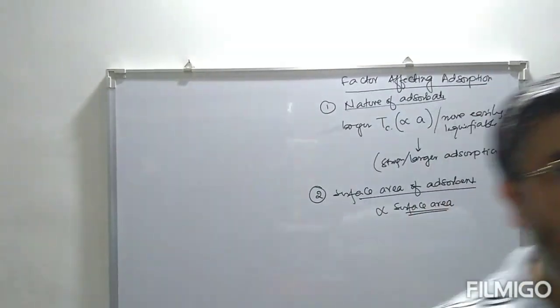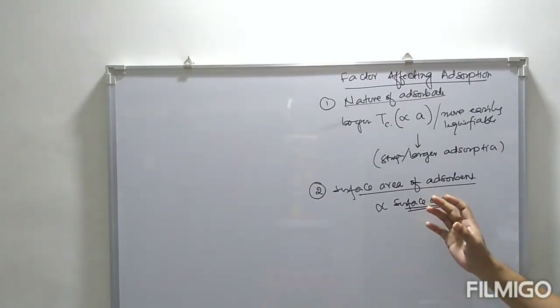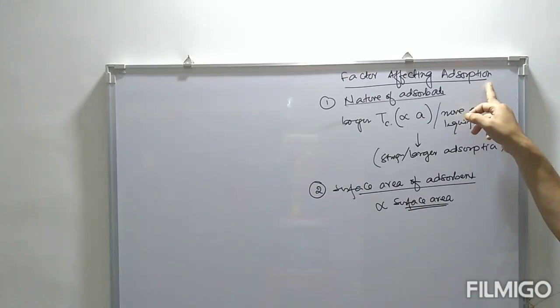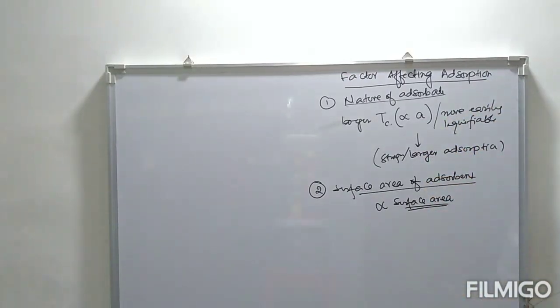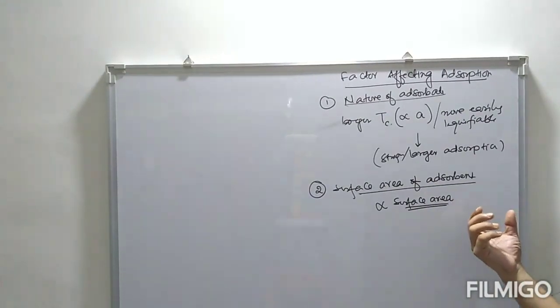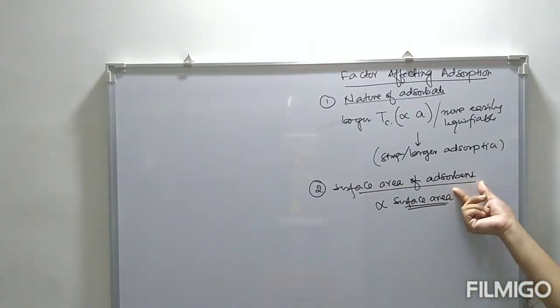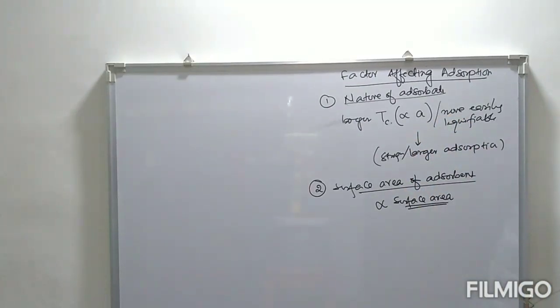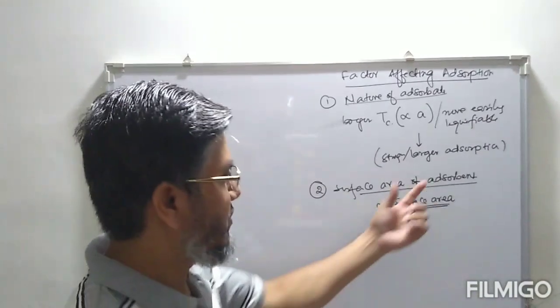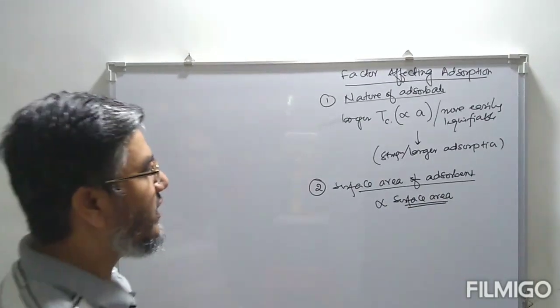Now basically this is the reason why we use catalyst in powder form, because heterogeneous catalysis is based on the adsorption theory. So when we use a heterogeneous catalyst, we always use it in powder form. When we make the powder form, the surface area is increased. If the surface area is increased, the rate of adsorption is increased. As the rate of adsorption is increased, the rate of reaction also increases. So this is the reason why we use adsorbent in powder form: adsorption is directly proportional to the surface area of the adsorbent.